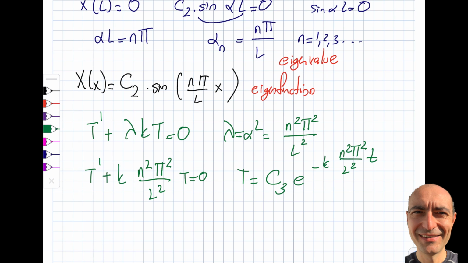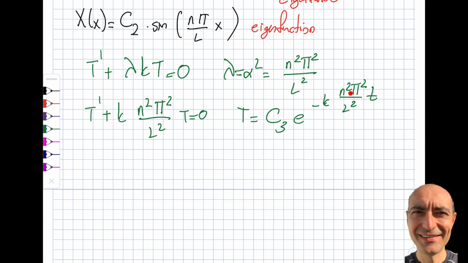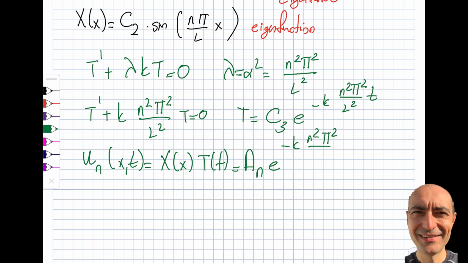So fairly simple. Note something over here. This is a function of n. So n will be 1, 2, 3, right? So I'm going to write it this way: u_n(x, t) will be X(x)T(t). That was the whole point of the separation of variables. And if I multiply this, I'm going to call this a_n. I'll explain, give me 1 second. e to the minus k n squared pi squared by L squared t times sine n pi by L x. Okay? So that's what I have for my u_n.